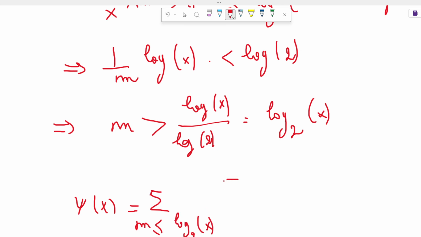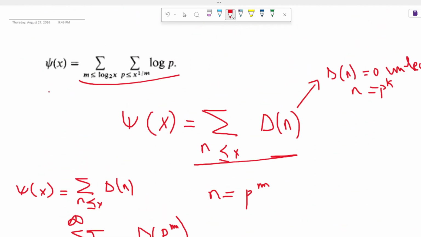And the rest stays the same: p less than or equal to x to the power 1 over m of log of p. And I believe this is what we wanted to prove.